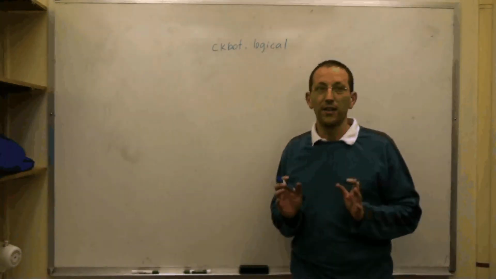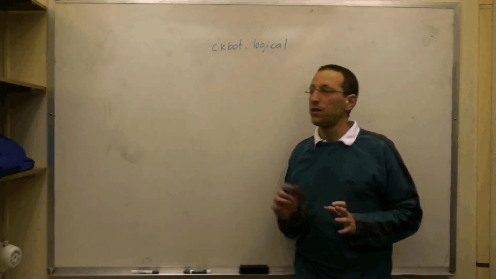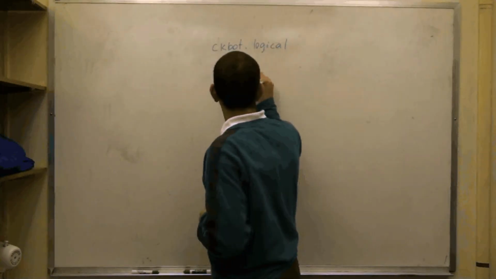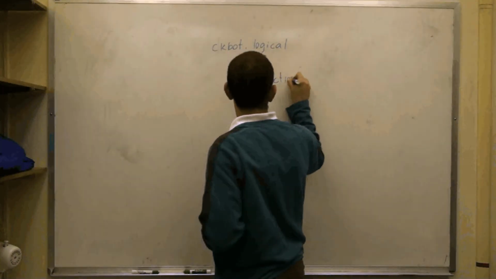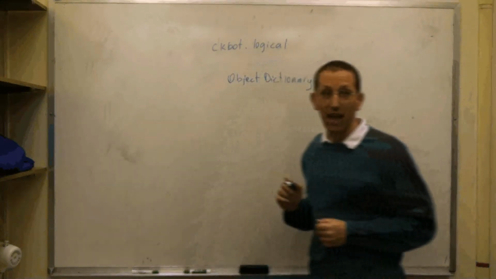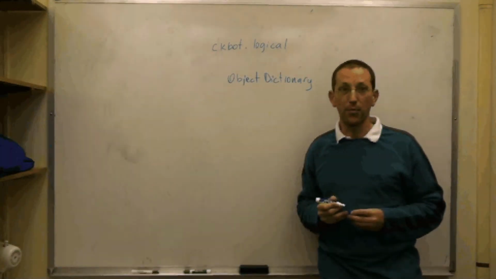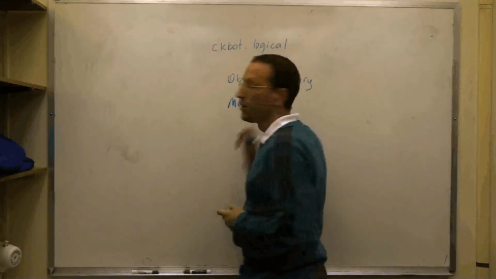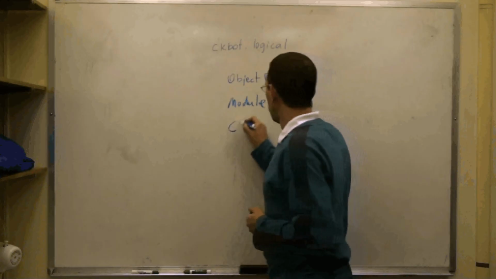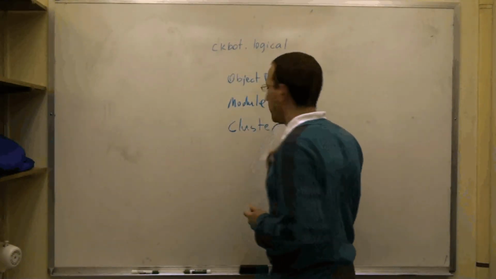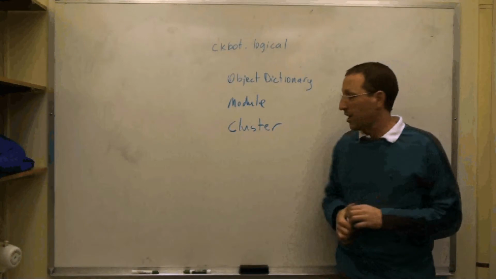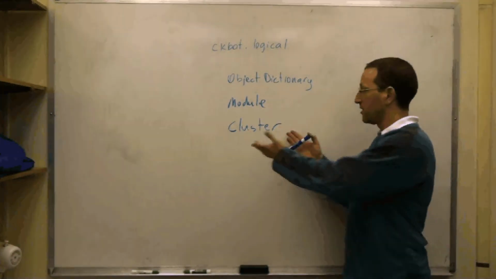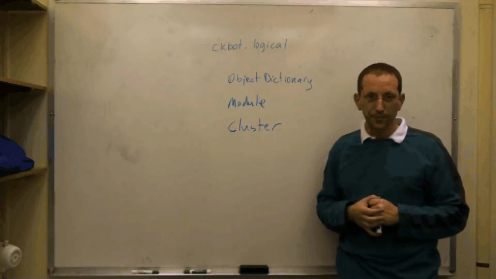The key abstractions we need to remember when thinking about how we use logical are the object dictionary, which is an actual class which in fact sits inside can.py and not in logical, the module class hierarchy, and cluster, which is the class we'll usually be interacting with when we use logical. Cluster represents a bunch of modules that are connected to the same bus. So in essence, a cluster is what we think of as a robot.